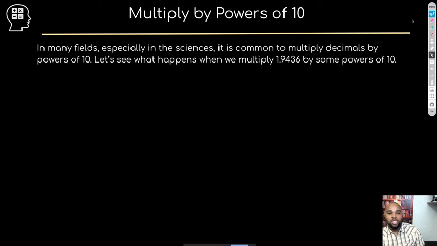In many fields, especially in sciences, it is common to multiply decimals by powers of 10. So this is a big deal, especially when you get into scientific notation. You have really big numbers or really small numbers. You'll hear them talk about something times 10 to the power of this. So let's see what happens when we multiply 1.9436 by some powers of 10.